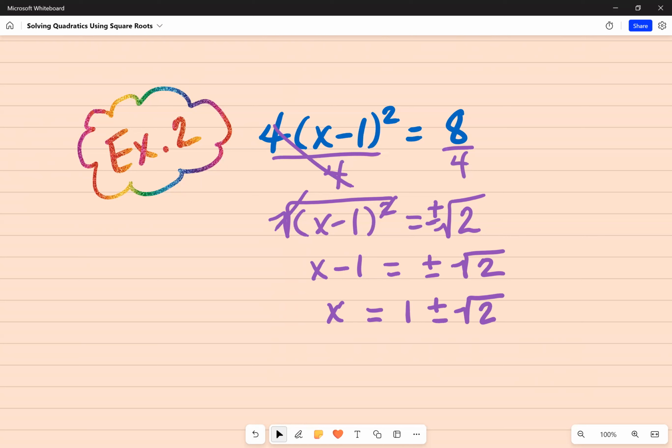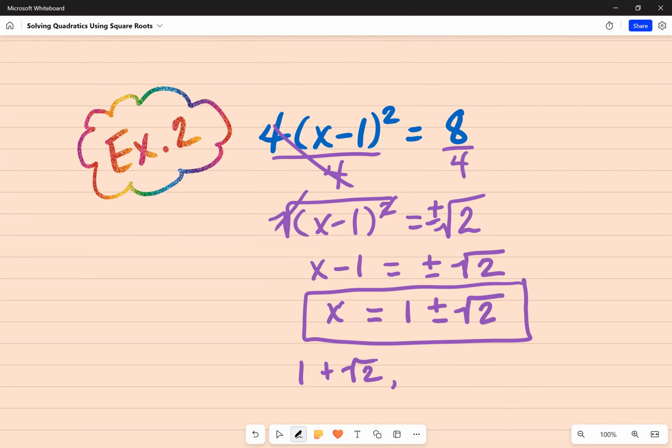And notice I kept it as radical 2 because there's not anything I can multiply to give me a pair. It's not 1 times 1, it's not 2 times 2. It's a prime number, so I can't multiply by anything else. So this is my final answer. Again, it can be written as 1 plus radical 2 or 1 minus radical 2, but it's accepted if you just write it together like that.